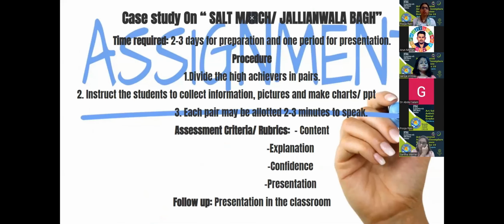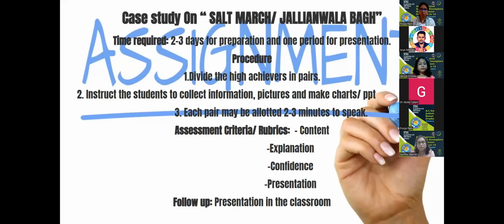So a case study can be done. It will take 2 to 3 days for the preparation. The procedure will be very easy. You can divide the higher achievers in a pair. So you can divide your groups into level 1, level 2, level 3. We know that we have 3 kinds of groups in our class: the slow learners, the average learners, and the high level learners. So we can divide all 3 into different groups and make a combination of all 3 levels. So individual participation will be there. Instruct the students to collect information, pictures, and make charts, or it can be in a PPT form. Each pair may be allotted 2 to 3 minutes to present.